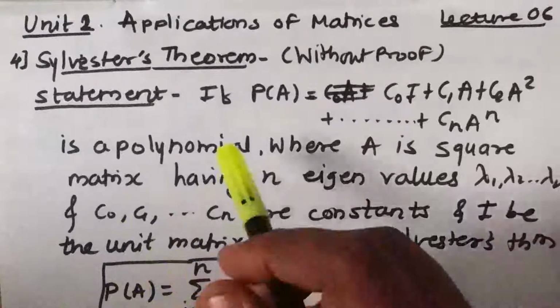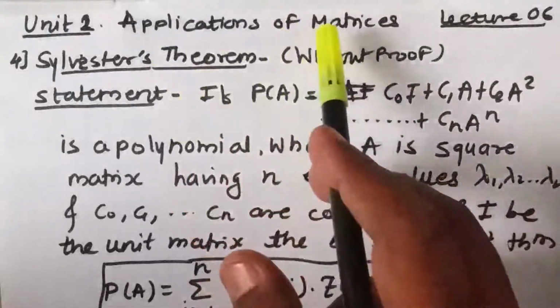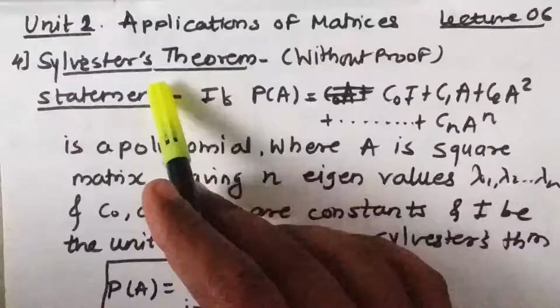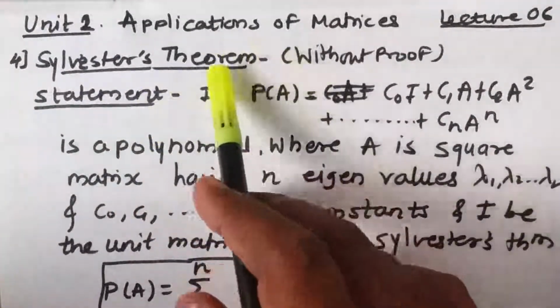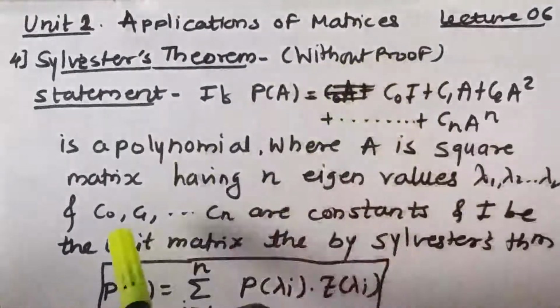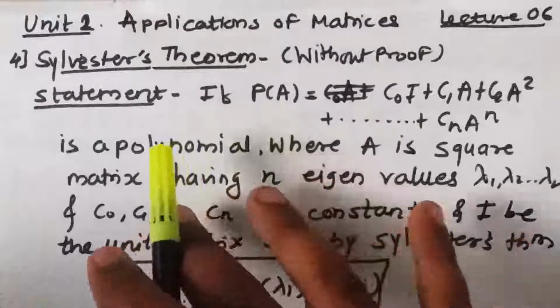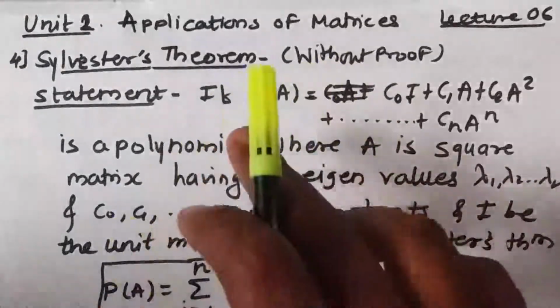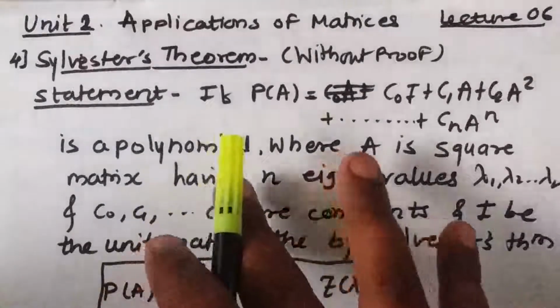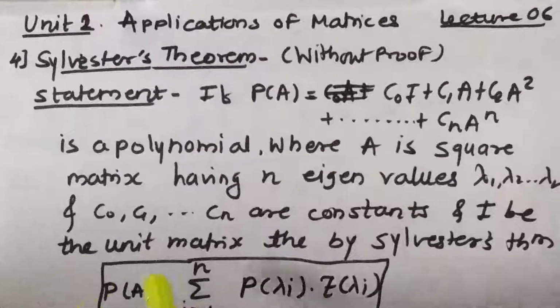Hi everyone, welcome to lecture number 6 of unit number 2, applications of matrices. In this lecture we'll start with the next content of this unit, that is Sylvester's theorem. This theorem we have without proof in our syllabus. We are just going to make use of the statement of this theorem in the examples. So let us try to understand the statement of this theorem.